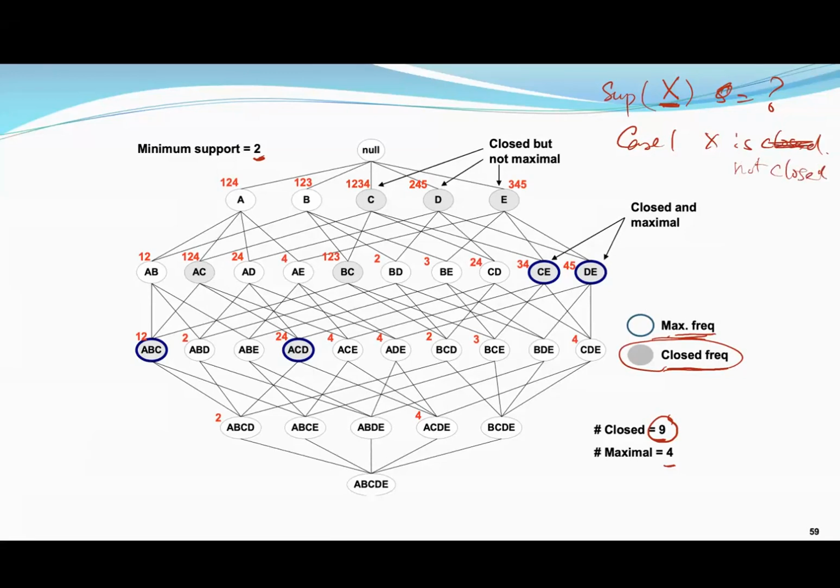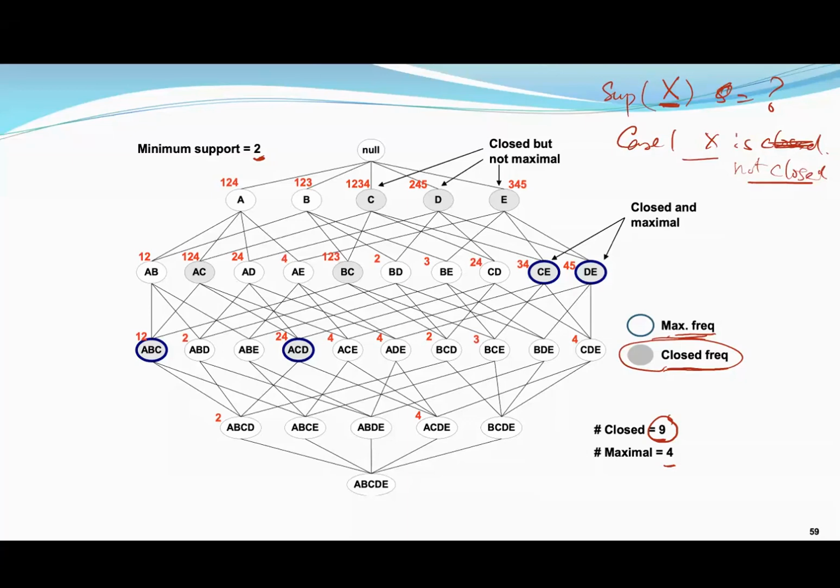So if X is frequent but not closed, how are we going to determine the support count? Instead of going through an algorithm, let me use an example to illustrate. Although I'm showing this whole picture, let's say we have only recorded the information of the shaded nodes. Those are the things that we have recorded. The others, we do not know.